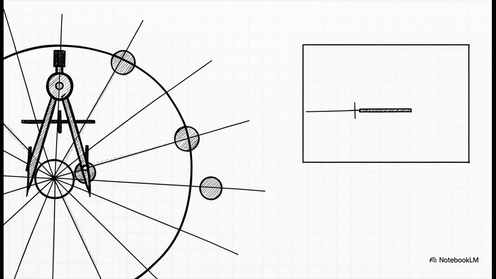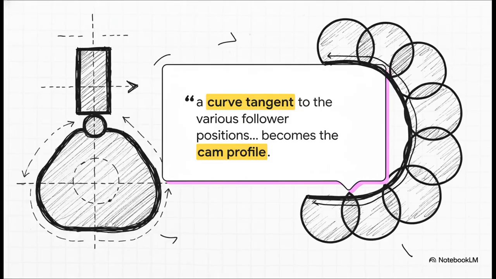If you have a flat-faced follower, you draw a straight line. You're drawing the part that makes contact. And now for the big reveal. For step 5, you simply draw one continuous, smooth curve that just kisses the outer edge of every single one of those follower shapes you drew. That beautiful flowing line that is tangent to all those circles or lines, that is your cam profile.